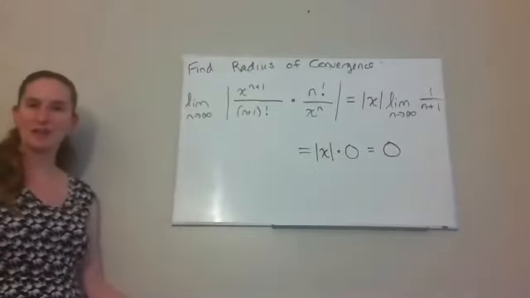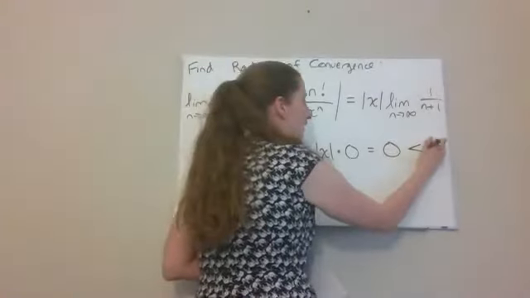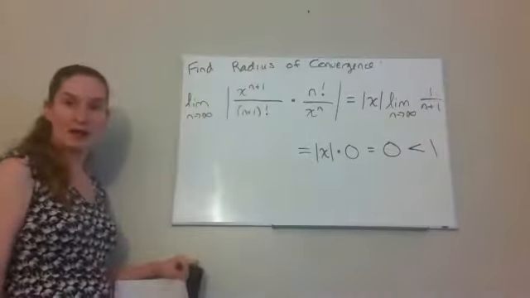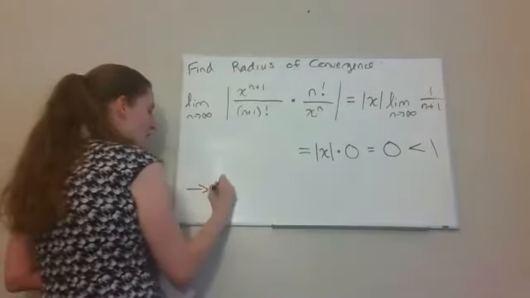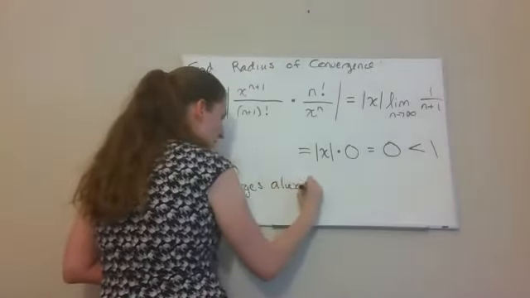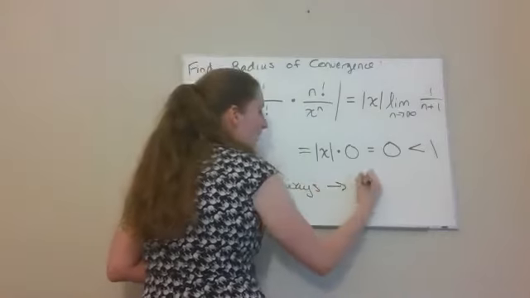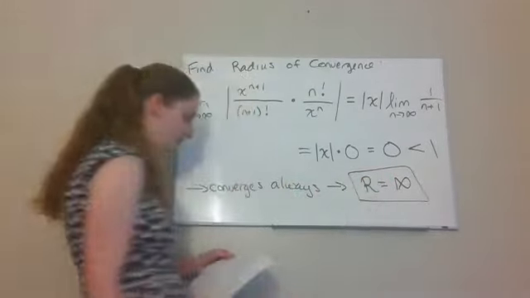So even with that absolute value of x there, I still get 0. And the important thing is this is less than 1 all the time, no matter what x was. So this means that it converges always. So that means my radius of convergence is infinite.